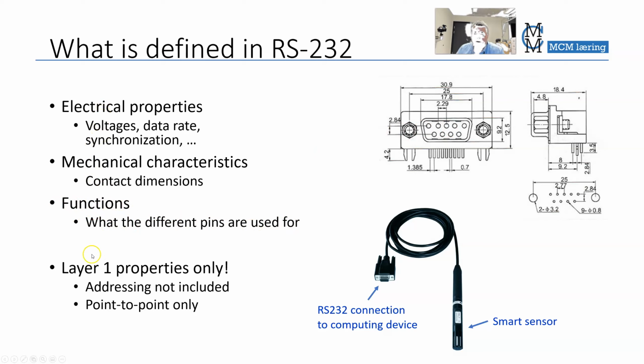If we study it in the OSI model, you will see that they are all layer 1 properties. They are the properties concerned with how to transfer single bits from one station to another station. And here is an example with a sensor that is connected via RS232 to some computing device, for example a PLC or something. And you see it's quite large, so it's quite robust, and it can handle quite a lot of vibrations, etc.